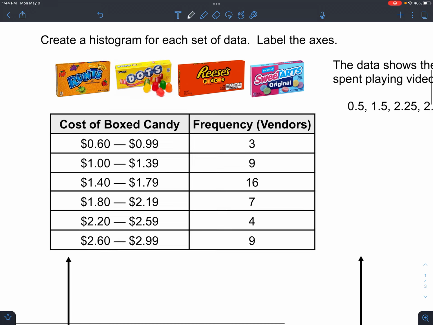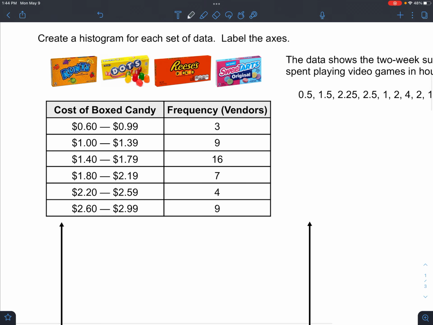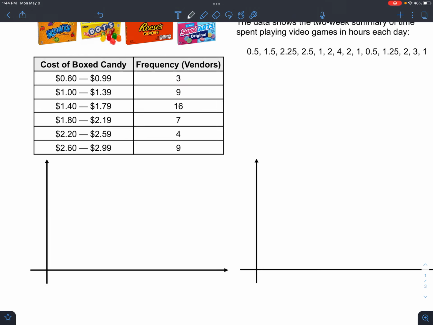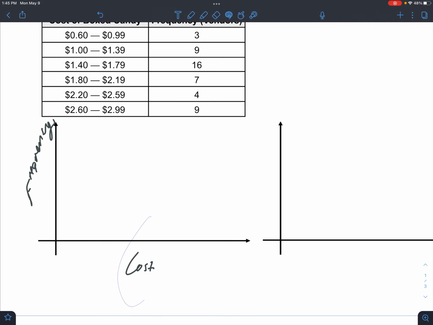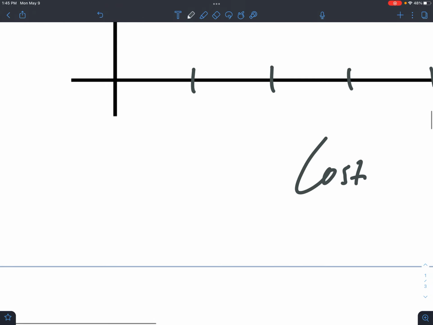So let's look at another one here. So this is the box candy that you might buy at the movie theaters, where they're going to charge you a lot of money. Whereas if you go to a supermarket, you can buy them pretty cheap, like a dollar. Okay. So let's take a look at the cost of the candy versus the frequency. Okay. So the costs are already divided into bins of equal width. Okay, and we can label all of them in here.